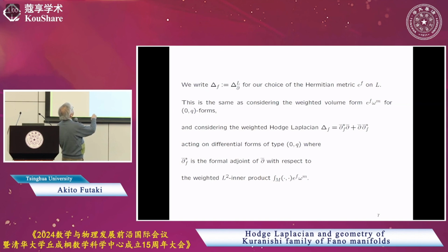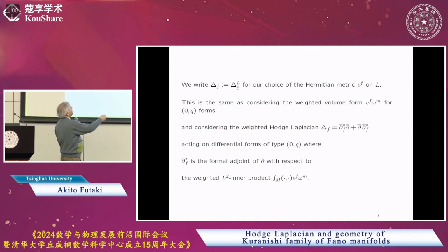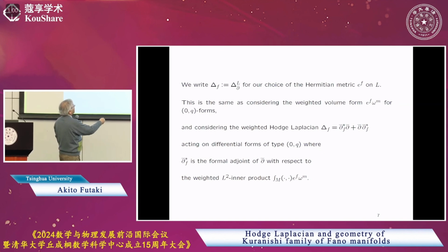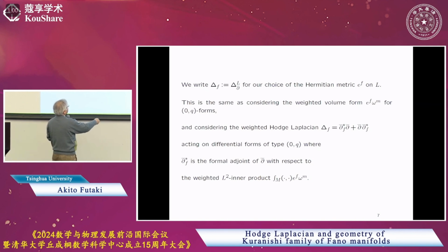We remark that taking this metric for the trivial line bundle is the same as taking the volume form of this form, where F is the Ricci potential. So it's the same thing to take the line bundle metric e^F for the trivial line bundle as taking the volume form this way. And then the adjoint of d-bar is the same as the formal adjoint with respect to this L2 inner product with this weight function F.